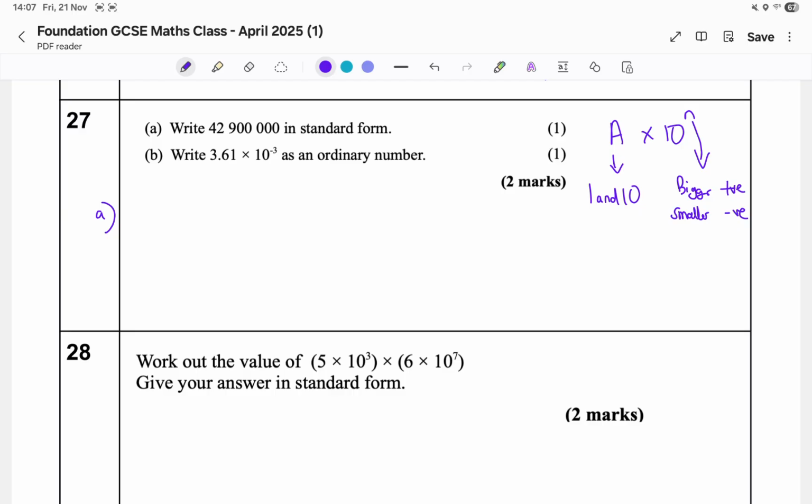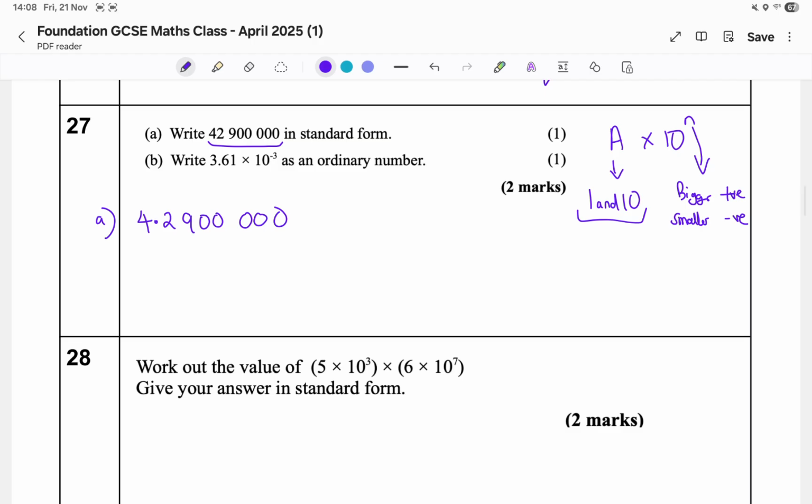So first of all, we need to write 429000123. I need to put the decimal place somewhere where the number is between 1 and 10, and I can see it's going to be here. That's going to become 4.29 times 10. And let me work out how many places I moved the decimal point: 1, 2, 3, 4, 5, 6, 7 places. So it went from here to the middle, so it moved 7 places.